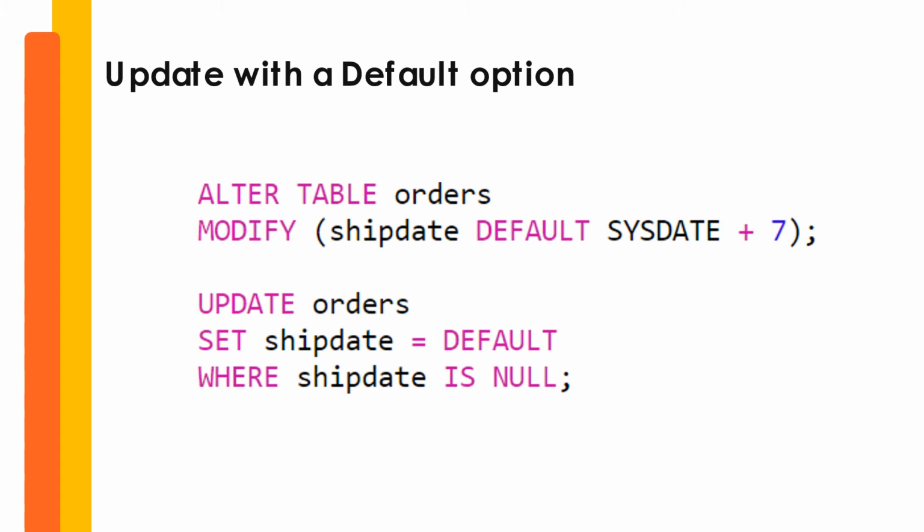And then to update all of the null values currently in our table, we use the update option. So to do that, we do update orders, set ship date to be equal to the default, and in this case, our default is already 7 days from our current sys date, where our ship date is equal to null.